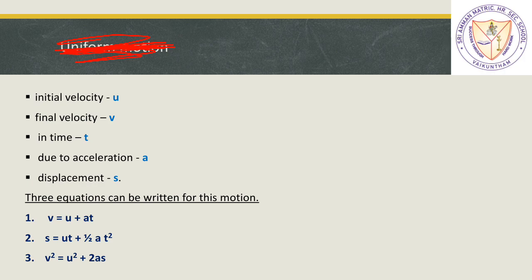Okay, coming back to the topic. Initial velocity is represented by u, final velocity of an object is represented by v, time is represented by t, acceleration is a, and the displacement is s.